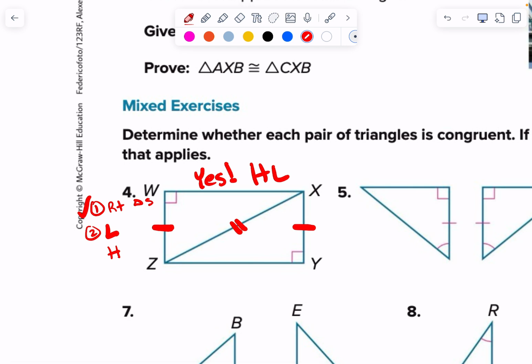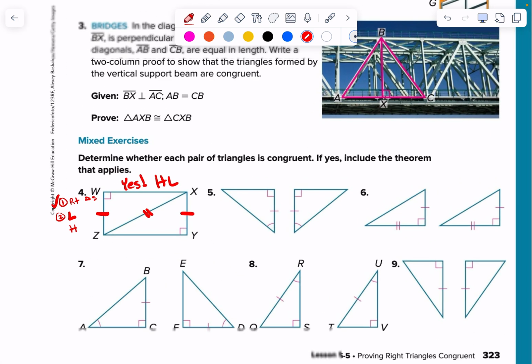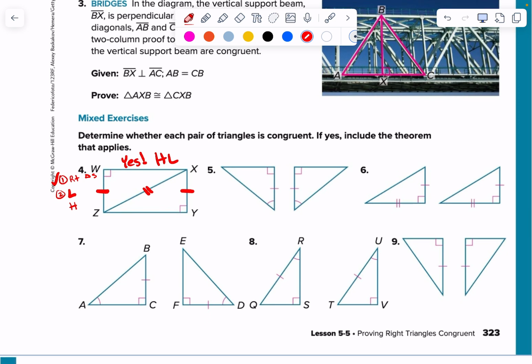Do you have enough information to say that they're congruent? It's either a yes or a no, and then why? If it's a yes, say why, like HL, HA, AL, whatever. If it's a no, then no.